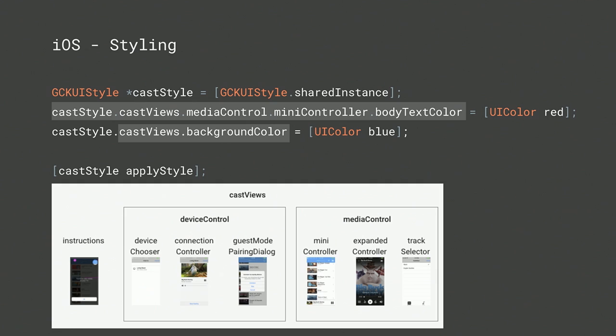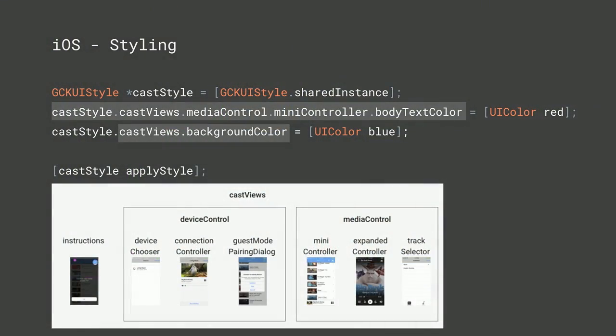I'm getting a shared instance of the GCKUIStyle, and then what I'm doing is walking from the cast views to the media control to the mini controller and setting its body text to be red. That's a very specific command, a very specific piece that I'd like to change. Then if you look at the next line, I'm setting all cast views background color to be blue. So you have the flexibility to determine if you want things to control broadly across all the views or just across specific ones. And you can see down at the bottom the breakdown where we break down between the instructions, device control, media control, and all the different screens.